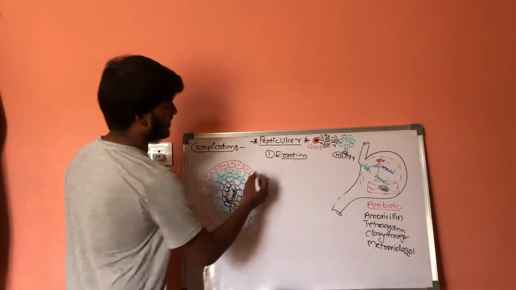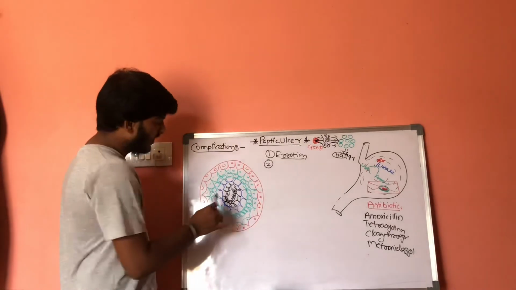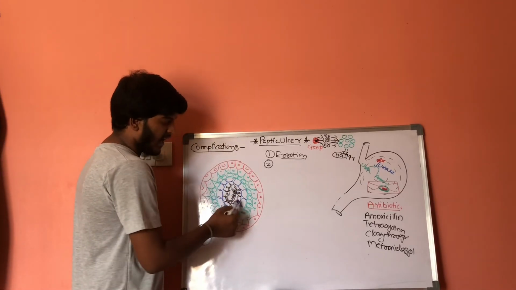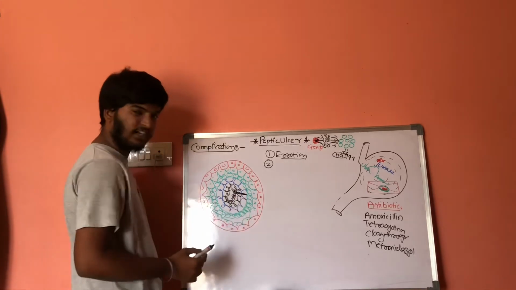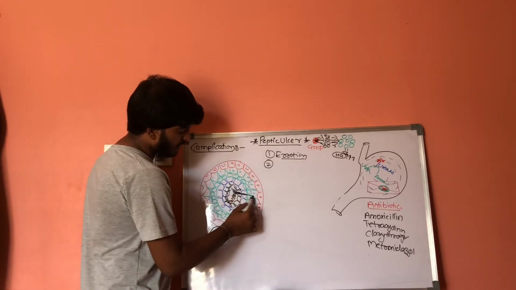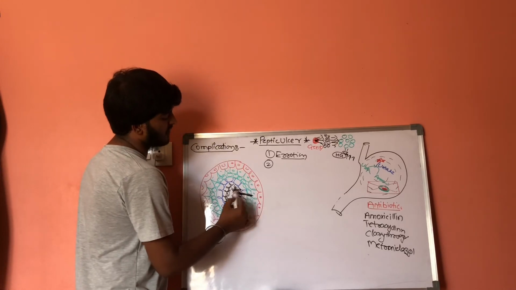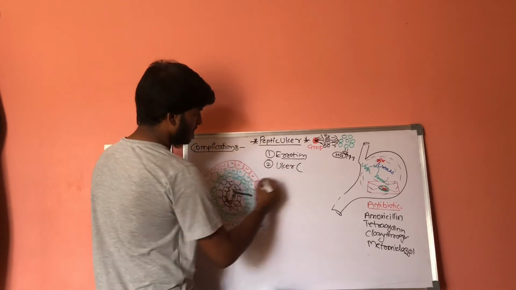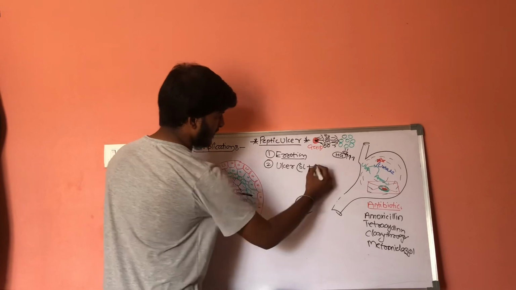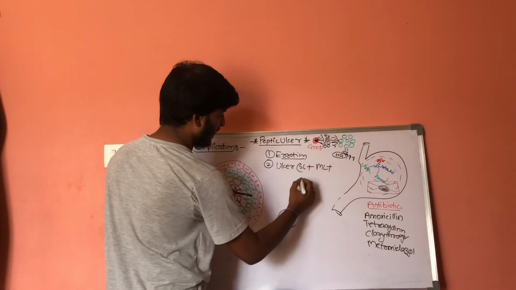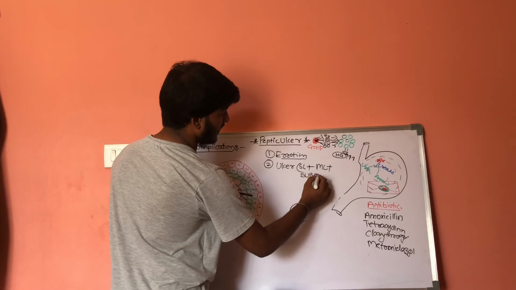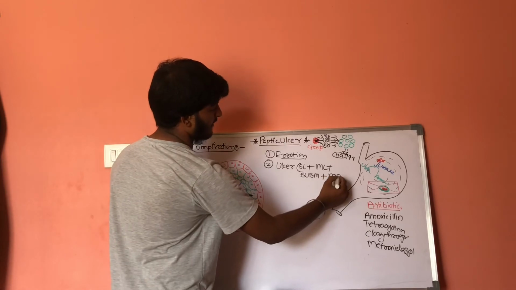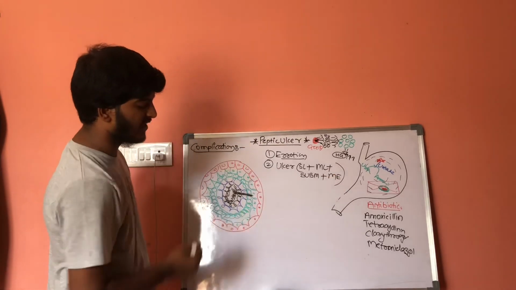Next one is ulcers. What does ulcer mean? There is damage to the superficial layers, the mucosal layers, and the submucosal layers, and the damage progresses into the muscle layer. That is an ulcer: damage across the superficial layers plus mucosal layer plus submucosal layer plus muscularis externa. This is about ulcers.